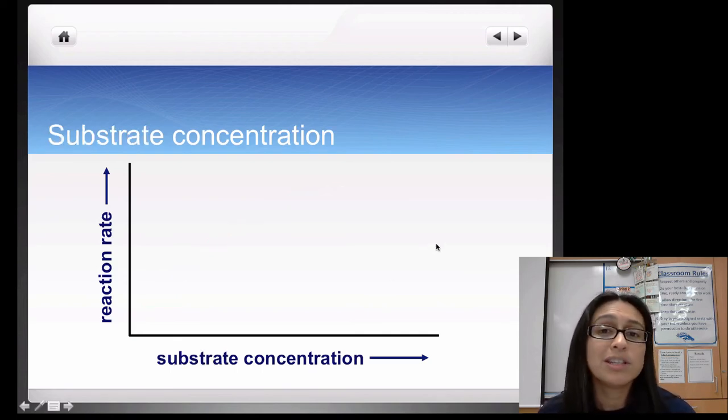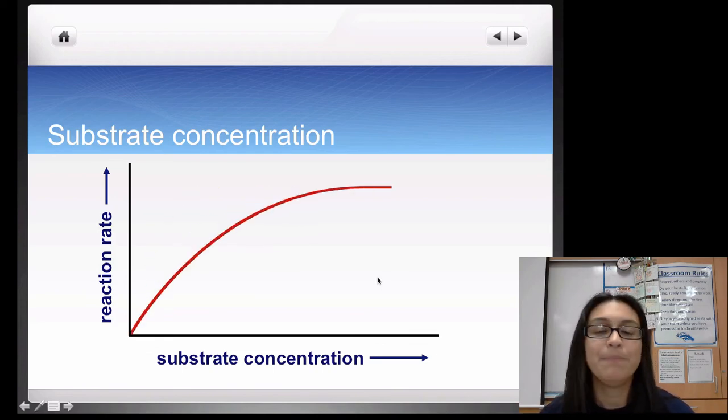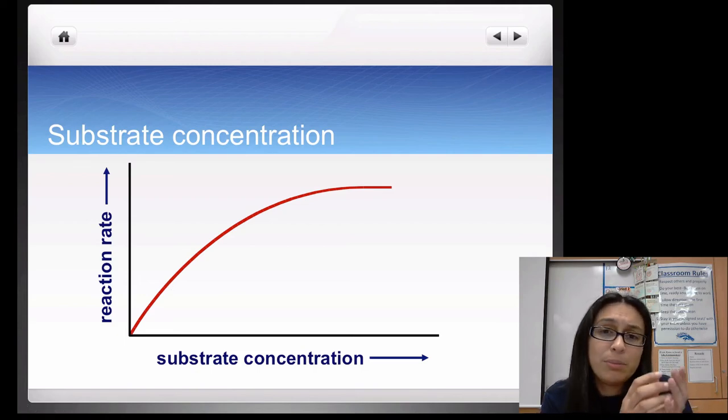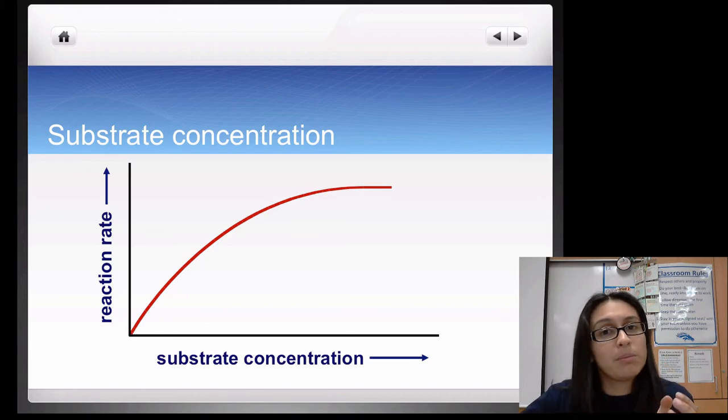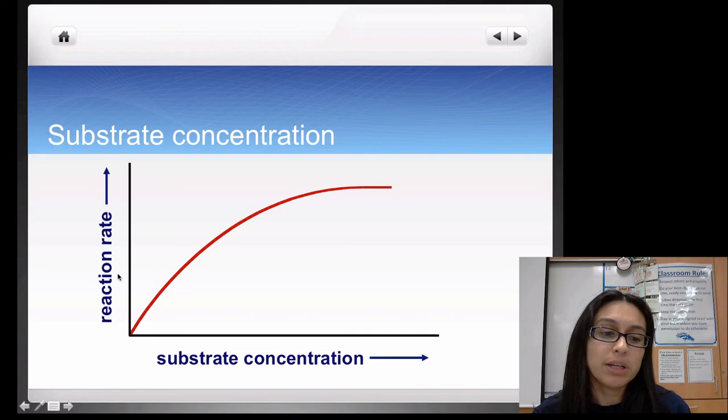Substrate concentration is very similar. Here, as we look at the x-axis, as we add more and more substrate, we're going to see a very similar line. We add more substrate, and as we do, we can convert more substrate into product, which makes sense, right? If you have a lot of your beginning ingredients, you can make more product in the end. You add more substrate, you can make more and more product.